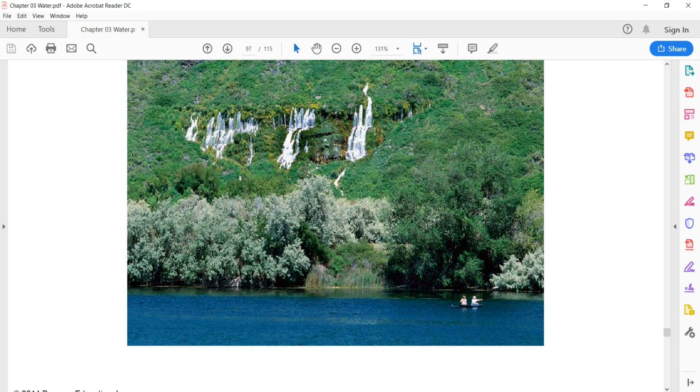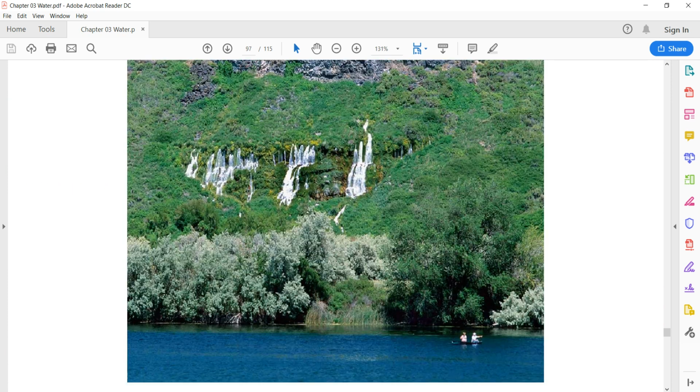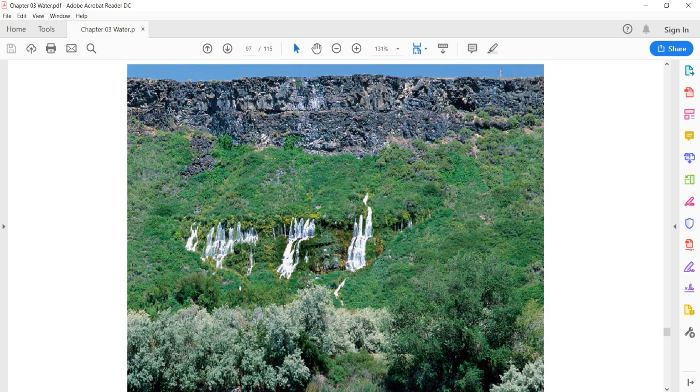These are some photographs of springs, and then you have this large kind of lake here, and this is also connected to the groundwater.